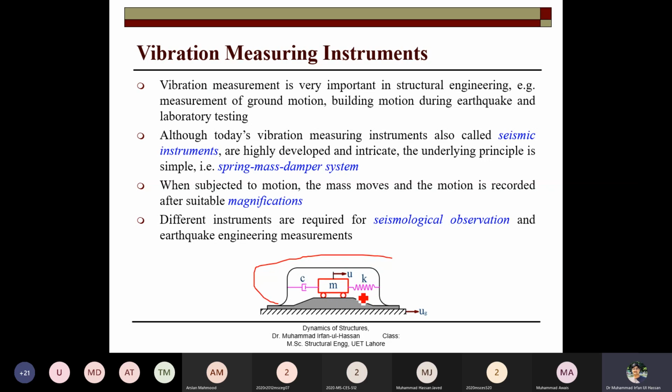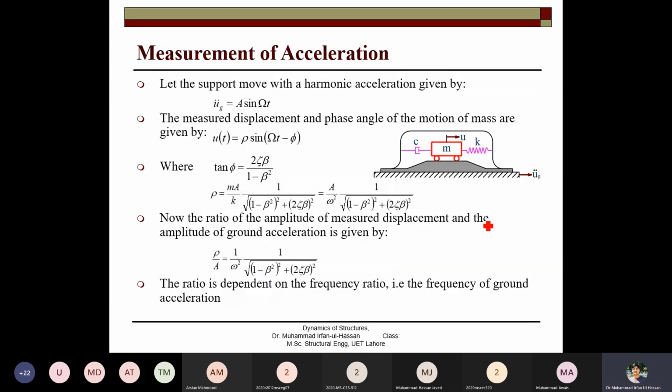So it means the transmissibility function can be computed, and based on the stiffness and the damping, you can get an idea of how much the motion was. The relative motion can be computed. Different instruments are required for seismological observations and earthquake engineering measurements. For example, for the measurement of acceleration, you can see here the principle and how these are used.